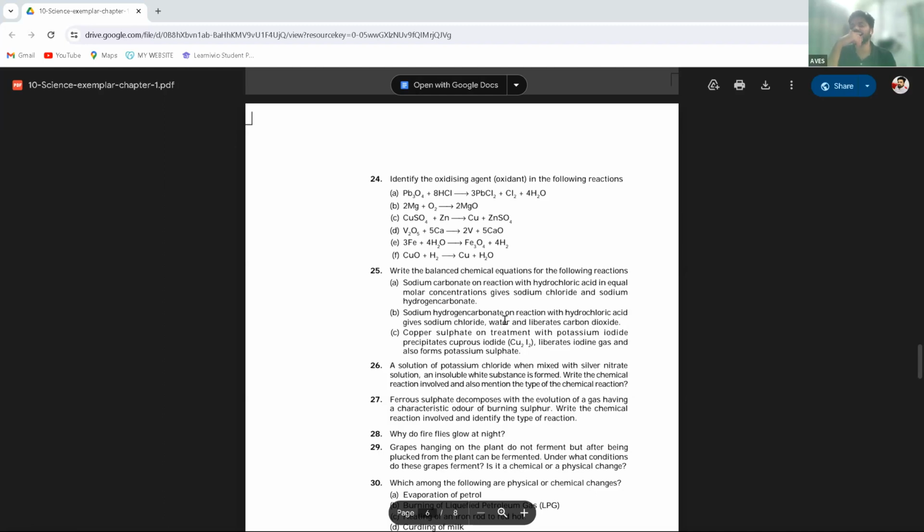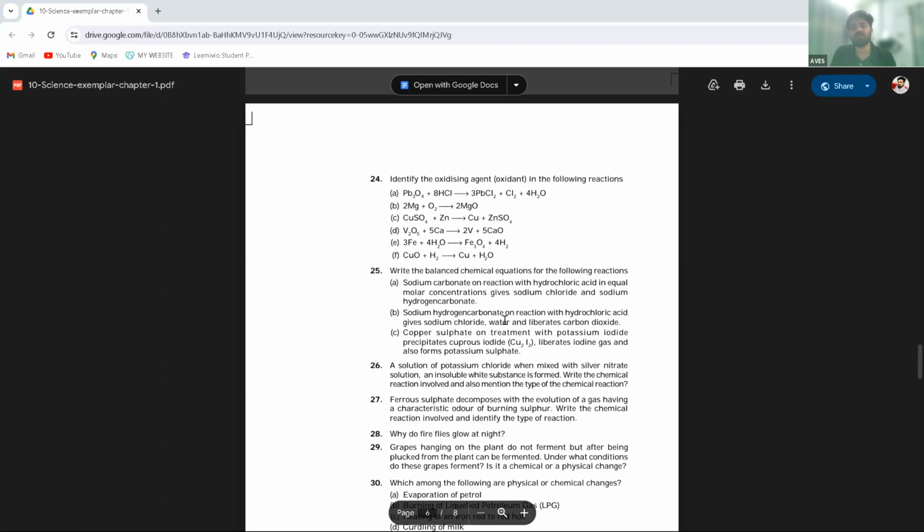Gianna, what is the formula for sodium carbonate? Na2CO3. Yes, it is Na2CO3. Sodium has valency 1 and the carbonate ion is CO3 with valency 2. Now you cross multiply, you will get Na2CO3, sodium carbonate. When it reacts with hydrochloric acid.